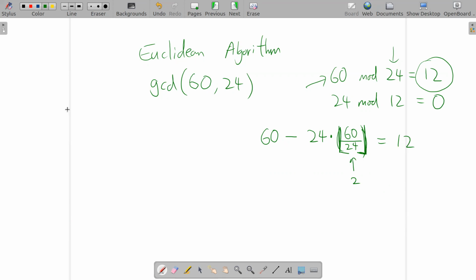Okay, now what are we doing over here instead? We take 60 and 24. We're replacing the bigger one by the difference. So the difference is 36. Then we do it again and replace the bigger one by the difference, which is 12. What did we actually just do? We are basically doing division by repeated subtraction.